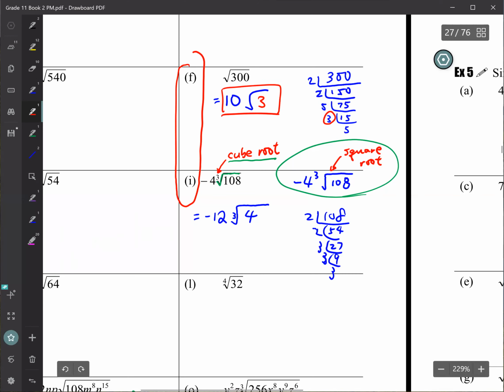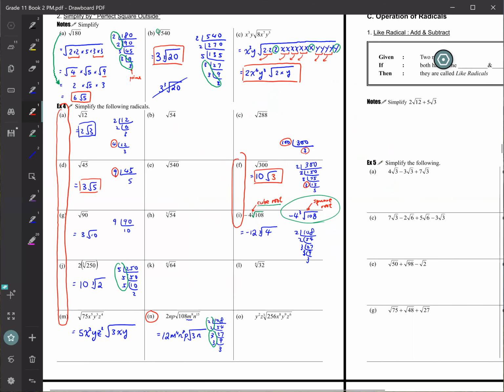Okay, another way to do the 300 is you can think about perfect squares. You could use 100 because you know 100 is a perfect square. So 300 divided by 100 will be 3. So since it's a perfect square, you get a 10 to go out, 3 left alone. If you are familiar with all the perfect squares, you can also do it that way. Make sure you study this page before you do the homework. These examples should help you with the questions.